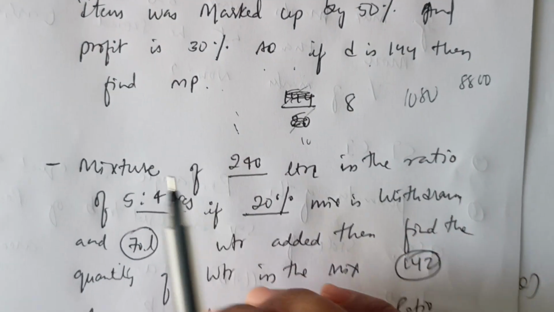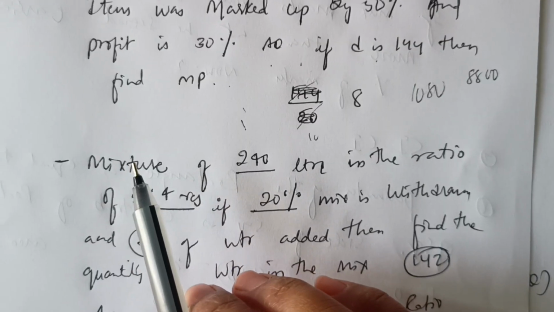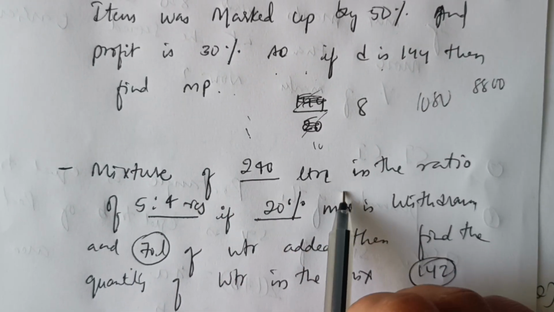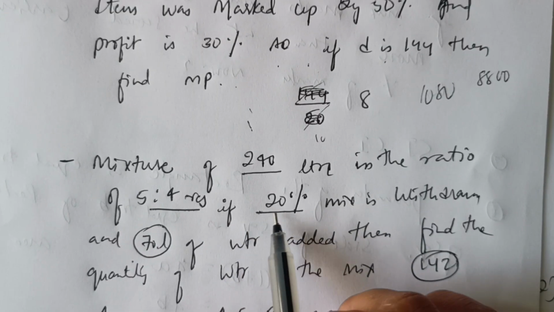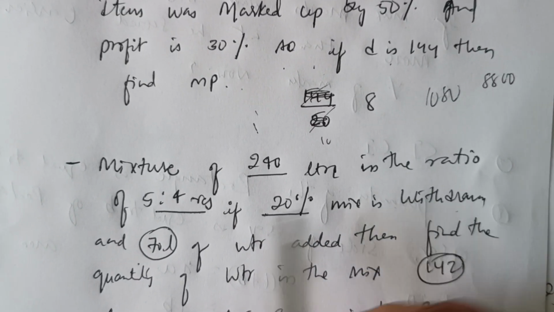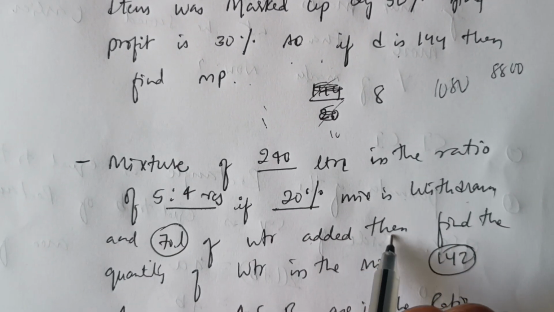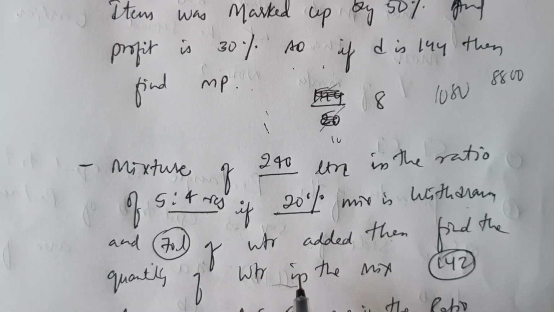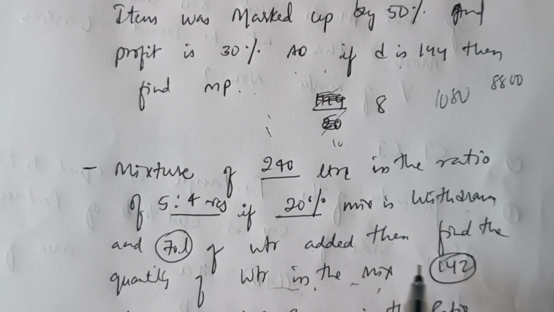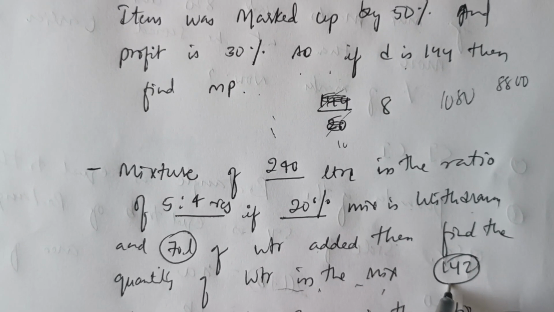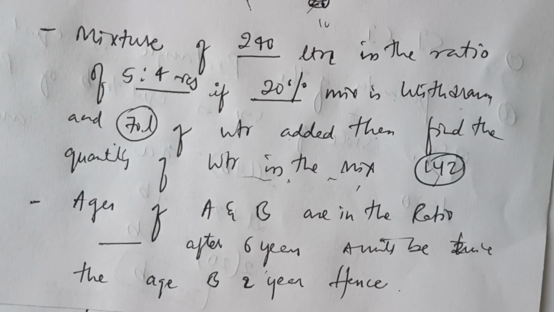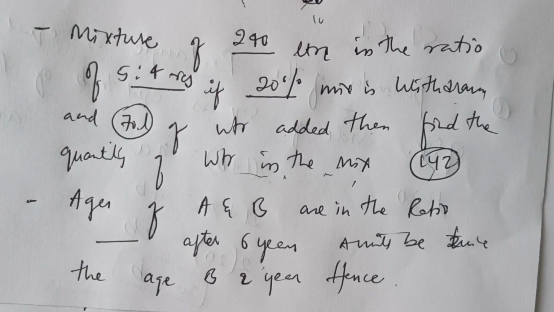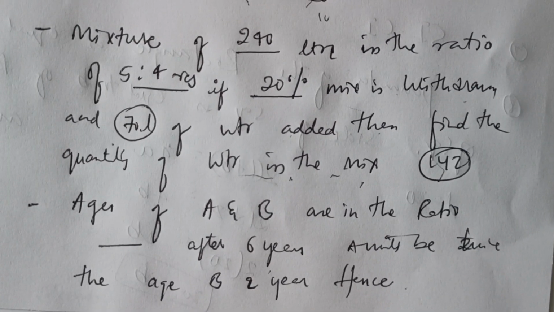Okay. And there was a mixture allocation problem, a mixture of 240 liters in the ratio of 5:4 respectively. If 20% of the mixture is withdrawn and 70 liters of water is added, then we have to find the quantity of water present in the mixture finally. I got 142 liters as the answer. And next question, I am sorry for the background noise here. Actually, some construction is going on, so that's why there is a lot of noise.